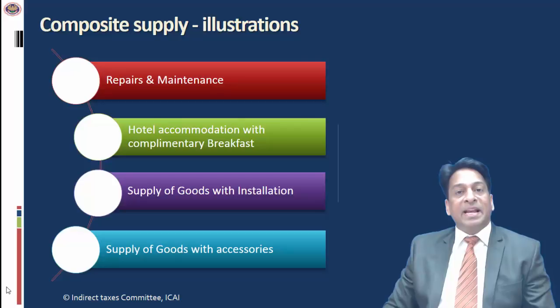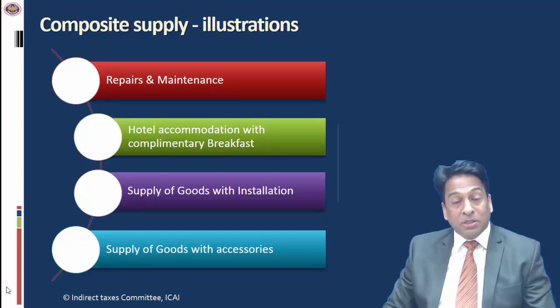You go with supply with installation, let's say AC with installation. AC is taxable at the rate of 28%, installation is taxable at the rate of 18%. But you're charging a consolidated price of, let's say, 50,000 for the AC and 2,000 rupees for installation. Then the whole combo would be taxable as a composite supply. Installation is incidental, ancillary to the provision of supply of goods, and then the whole combo would be taxable as a supply of goods.